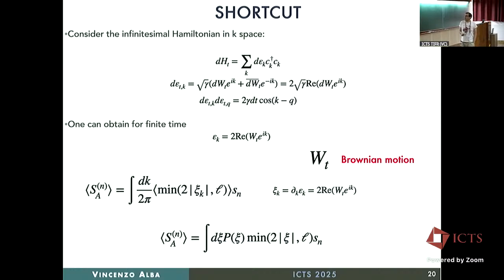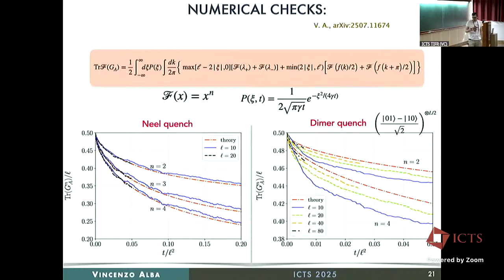Now, you can actually check that everything works. So, for instance, here I check the moments of G_A. These blue lines are some numerical data for two different system sizes, blue and black line. And this dashed-dotted line is the formula, okay? For this Néel quench, you have very little corrections. You can do another quench from a different initial state, and you see you have some finite size corrections. But then as you go to long times, you recover the result, okay?